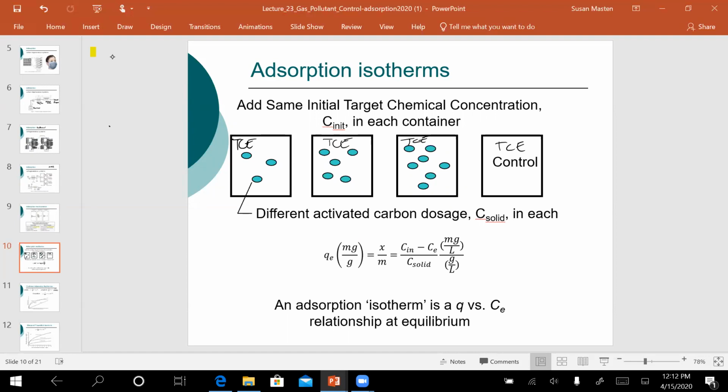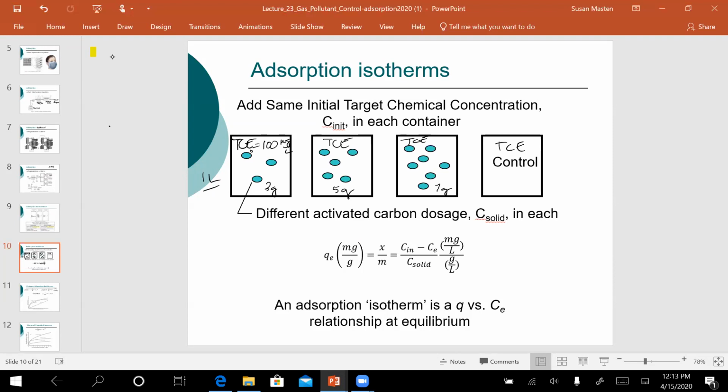So let's say we have 100 micrograms per liter. That's our starting concentration. It's going to be the starting concentration in all. And let's say we have 1 liter of solution. I'm just doing this with water. In this case, let's say we add 3 grams of activated carbon. We're adding 5 grams of activated carbon. In this case, we are adding 7 grams of activated carbon. And the control contains no activated carbon.